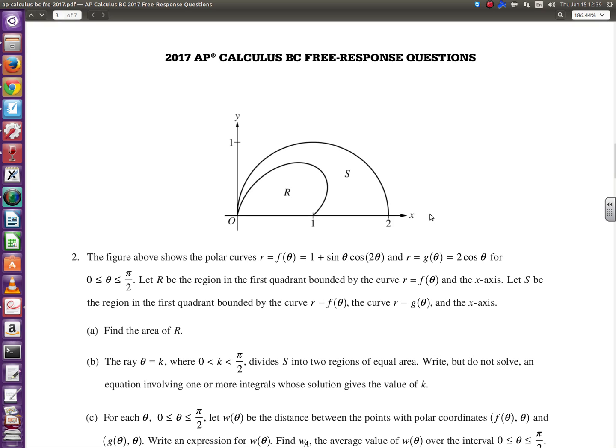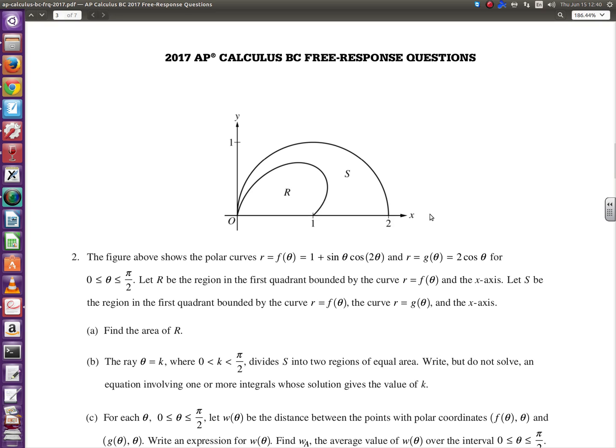Okay, so the figure above shows the polar curves of r equals f of theta equals 1 plus sine theta cosine 2 theta, that smaller region. And r is g of theta, which is 2 cosine theta, that larger region marked, which encompasses S and R. S is the area in between, I suppose.